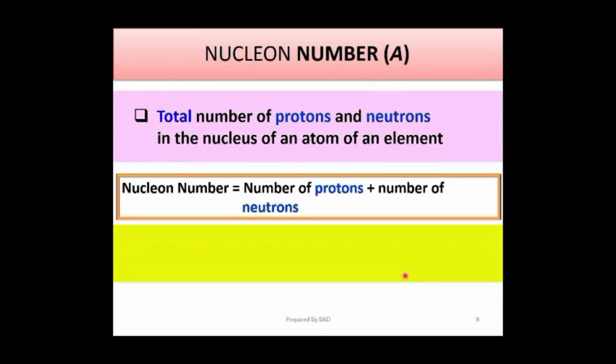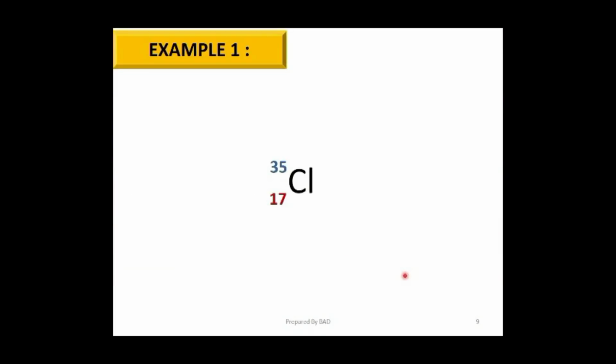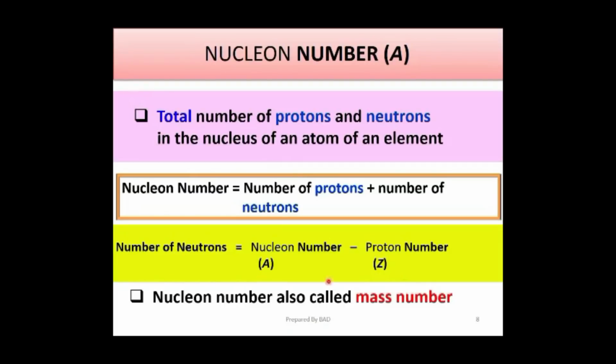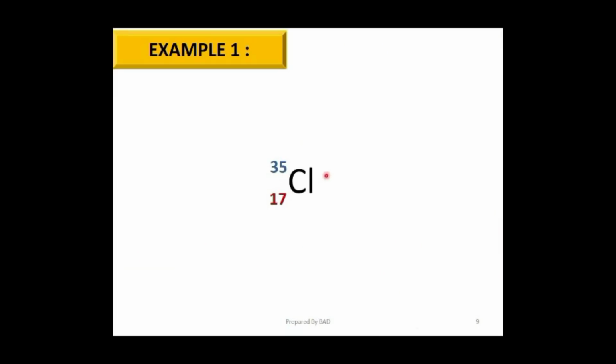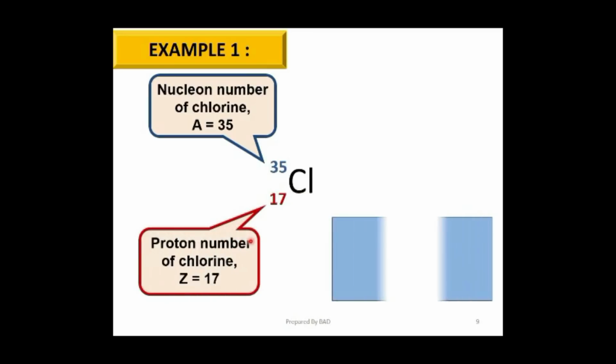Nuclear number is the total number of protons and neutrons. Nuclear number is also called the mass number. It represents the mass of an atom. For example, chlorine 35, 17. 35 means number of protons plus neutrons. 17 means number of protons, and because chlorine is an atom, the number of protons is equal to the number of electrons.